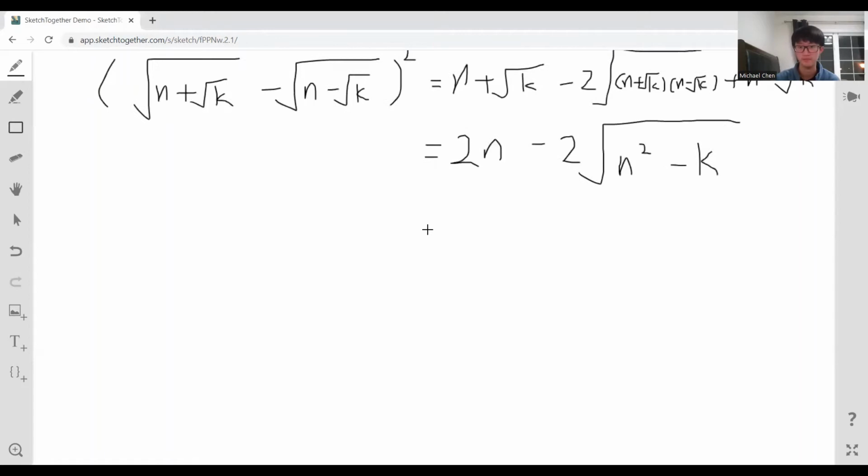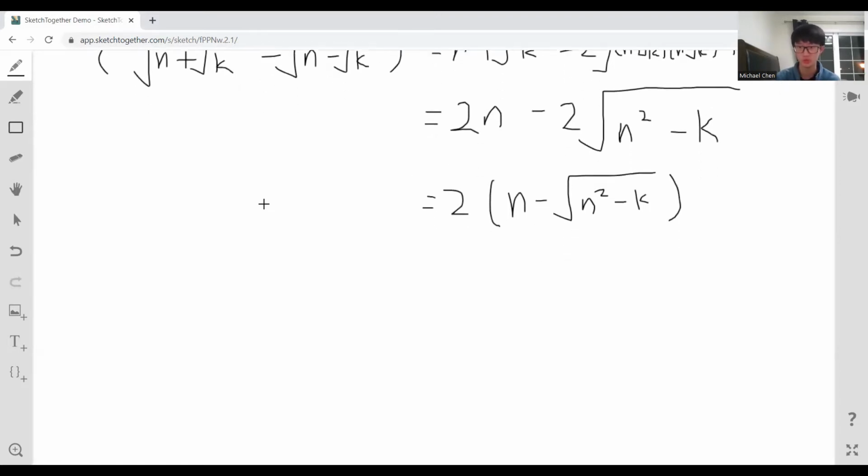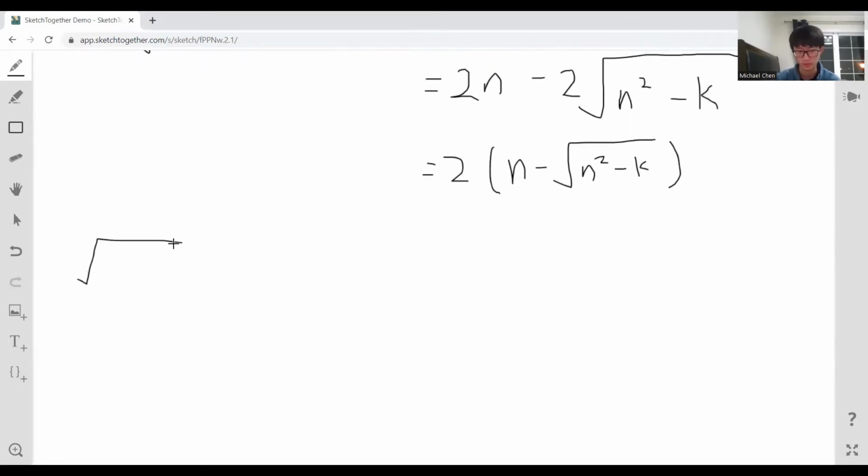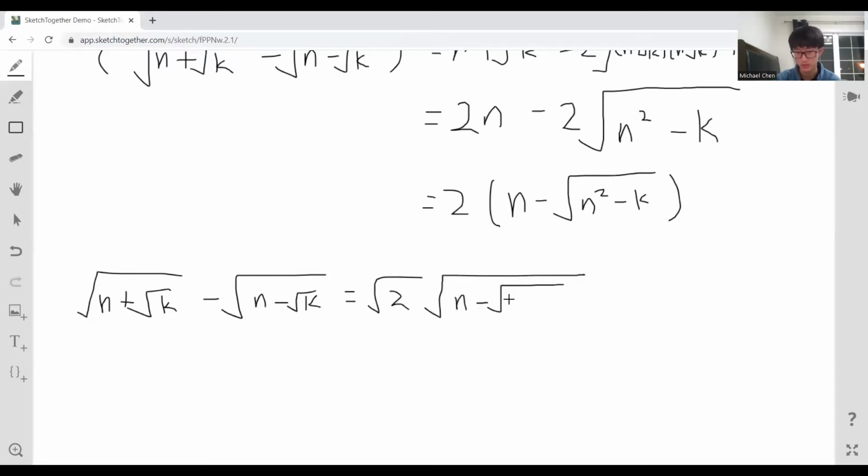We can factor out the 2 here. Since we squared it, we must square root it back. So just take the square root back, and you have root 2 times root n minus root n squared minus k.